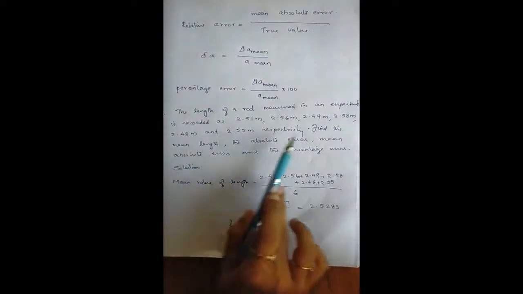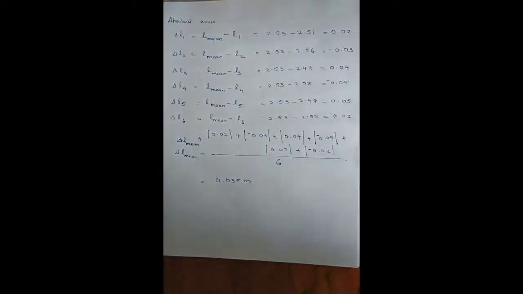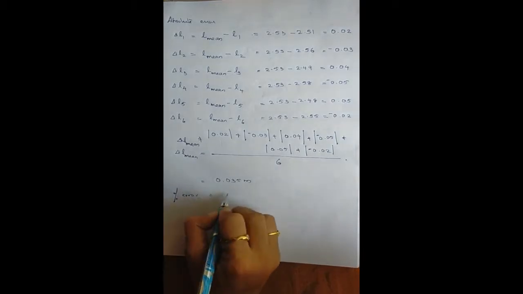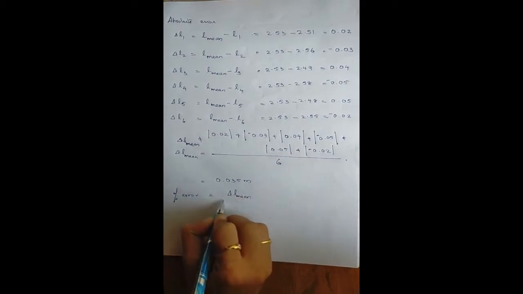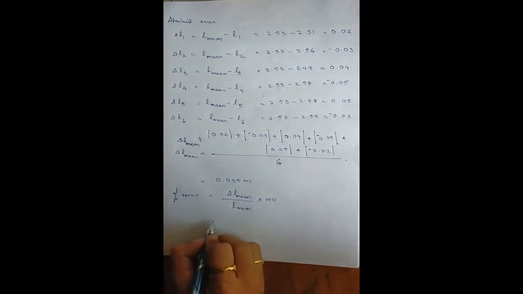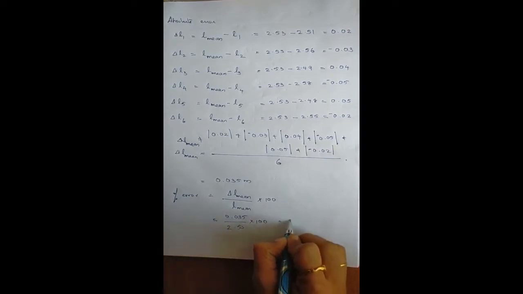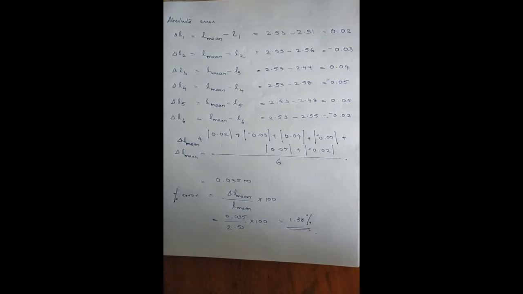നമ്മളിപ്പോൾ മീൻ ലെങ്ത് കണ്ടുപിടിച്ചു, absolute errors കണ്ടുപിടിച്ചു, പിന്നെ mean absolute error കണ്ടുപിടിച്ചു. Next we have to find out percentage error. Percentage error, that is equal to delta L mean divided by L mean into 100. That is equal to 0.035 divided by 2.53 into 100. That is equal to 1.38%. That is our percentage error.